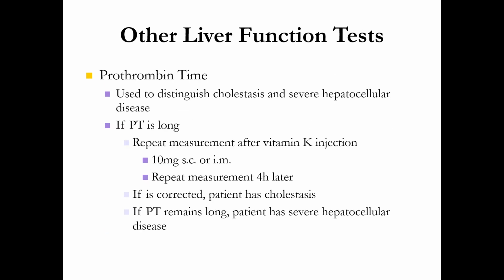Other liver function tests include prothrombin time. It's used to distinguish cholestasis and severe hepatocellular disease. If PT is long, you want to repeat the measurement after a vitamin K injection, and then you repeat it after 4 hours. If it's corrected, the patient has cholestasis. If the prothrombin time remains long, the patient has severe hepatocellular disease.